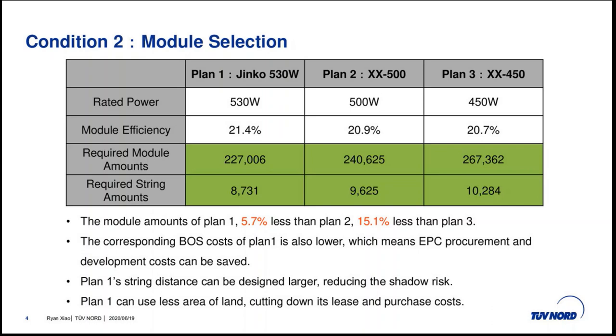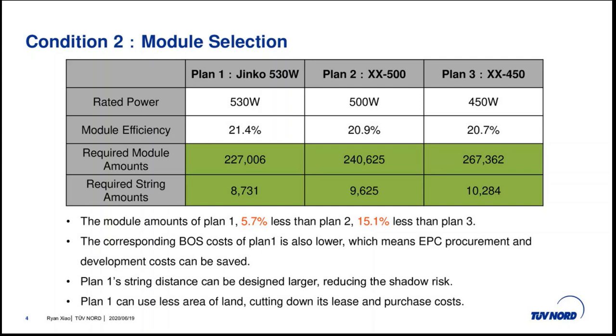The second condition is we need to select the modules. So for plan one, we choose the Jinko Tiger Pro, whose rated power is 530 watts, with a module efficiency of 21.4%. And we pick another two module types from the mainstream module types of the market. One is 500 watts and another is 450 watts. With the higher module efficiency, Jinko Tiger Pro requires fewer modules and also fewer strings. So we do the mathematics, and we found out that plan one is 5.7% less than plan two, and also 50.1% less than plan three.